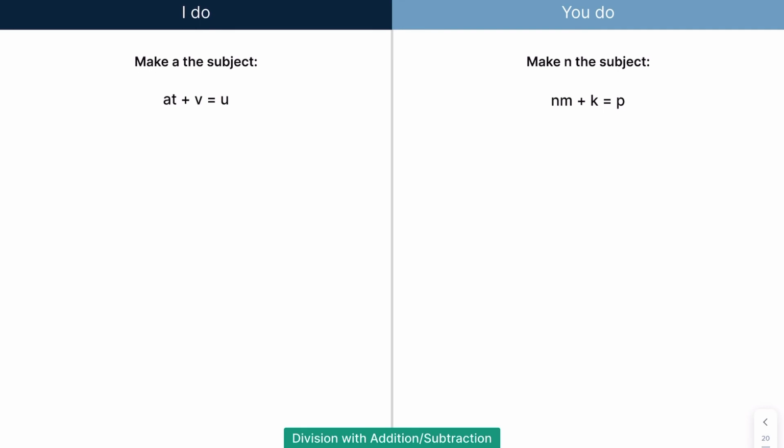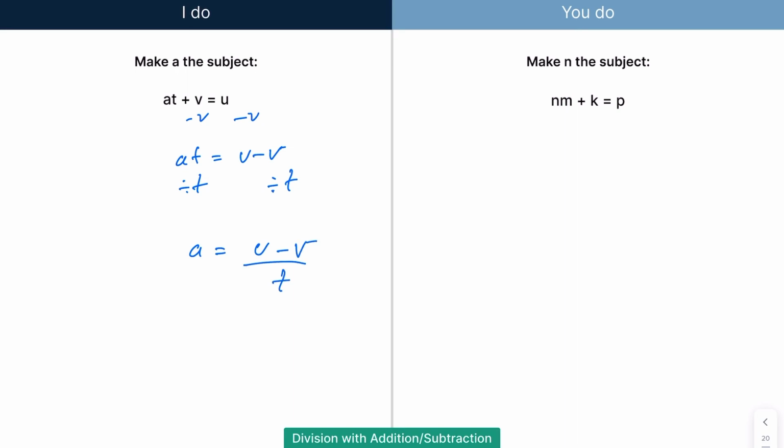So moving on, we've been asked to make a the subject here. Again, to make our lives as easy as possible, get rid of the v first. And now, the next step here, get rid of the t. And you end up with your final answer as a is equal to u minus v over t.